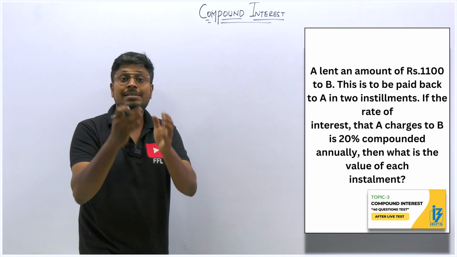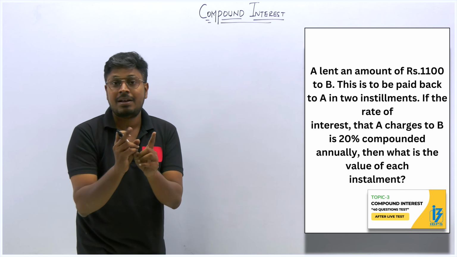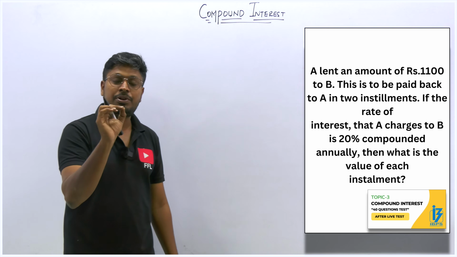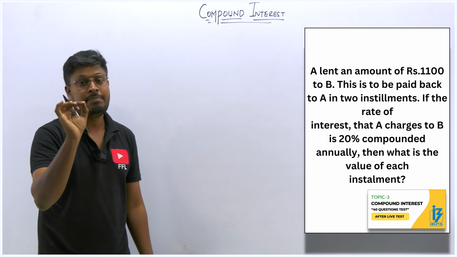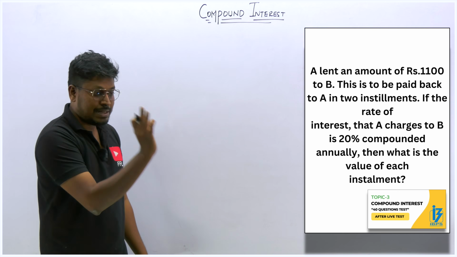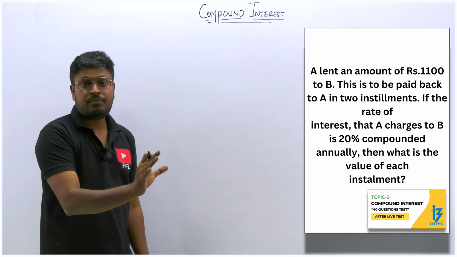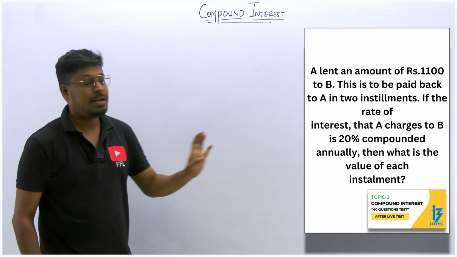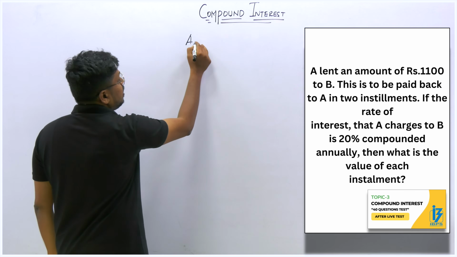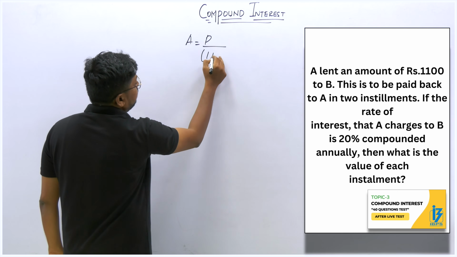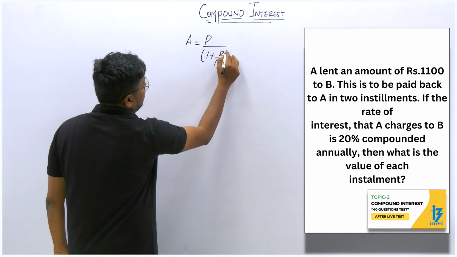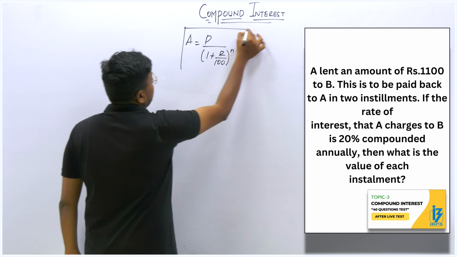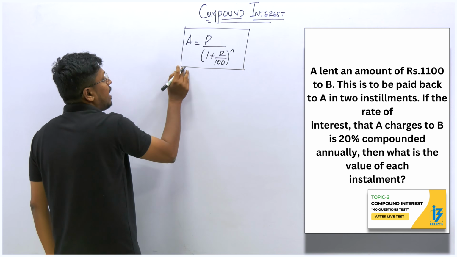But both the formulas are derived from one simple formula, that is the total amount formula: A equal to P into (1 plus R by 100) power N. The formula we learnt in compound interest can be used for the installment. Do not learn any new formula, right? So the installment formula will be A equal to P divided by (1 plus R by 100) power N. This is the formula we use for the population back, right?